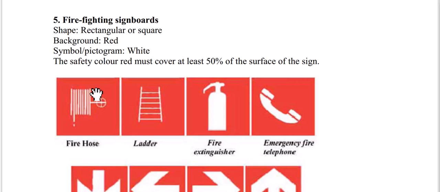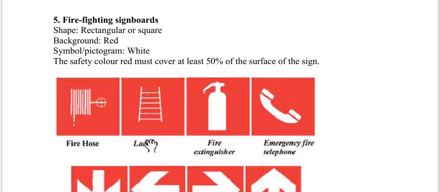So for instance, here it is a fire hose containing water for extinguishing fire. Here it is the ladder which can be used to climb from one place to another, whether for evacuation or for extinguishing fire. We have the fire extinguisher. This shows where the fire extinguisher is found. It's normally placed near the fire extinguisher.